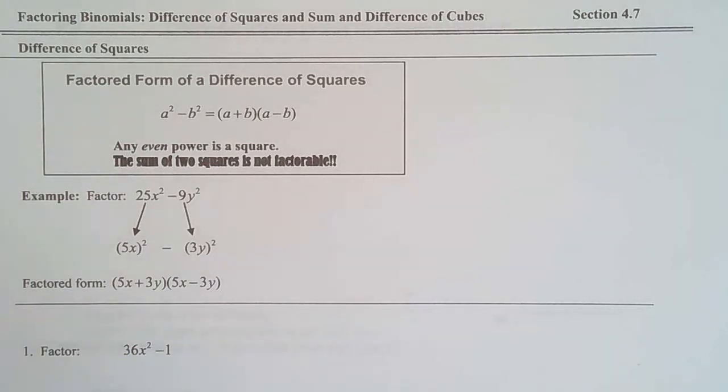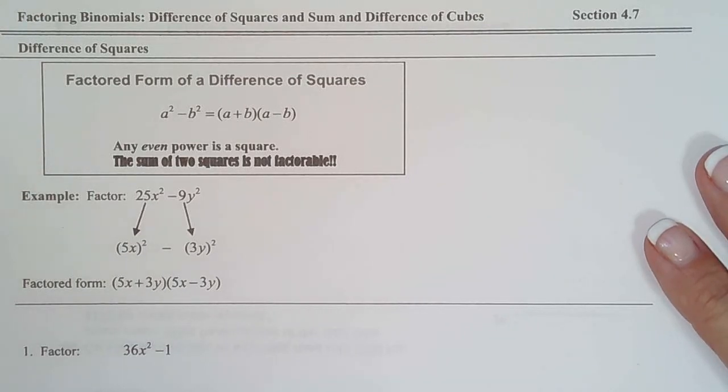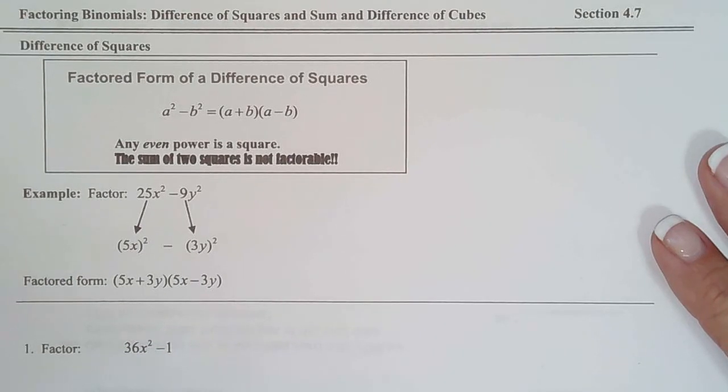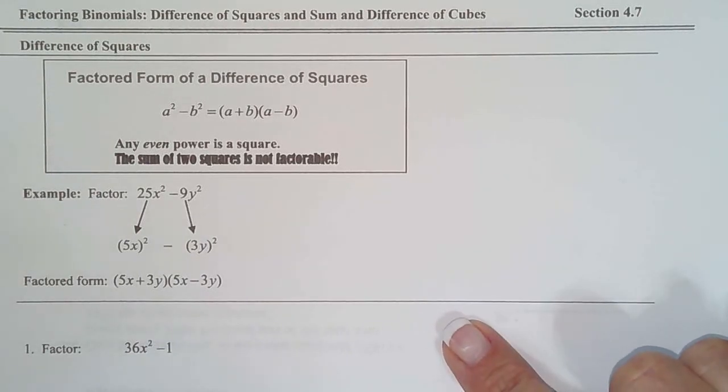In 4-7, we're going to learn our last two factoring patterns, squares and cubes. The nice thing about these, they're very easy to recognize because they only have two terms. So we started out by learning four terms. Remember the grouping in 4-5.